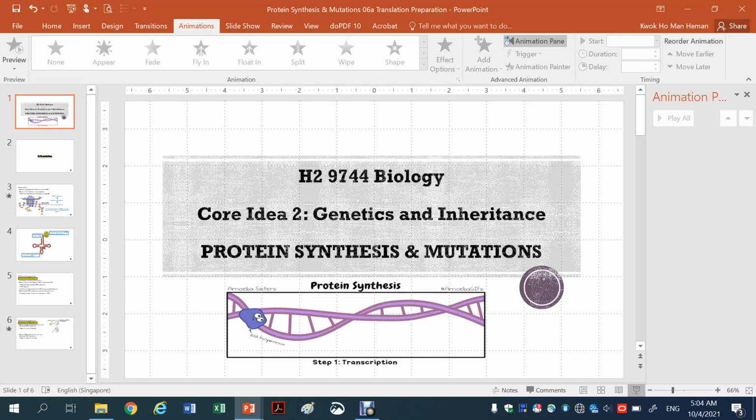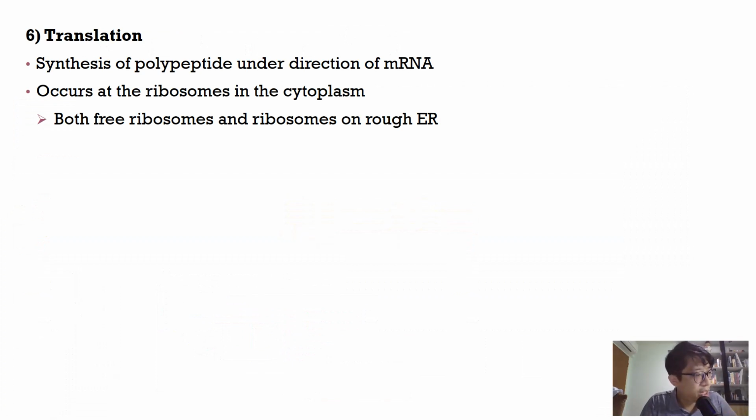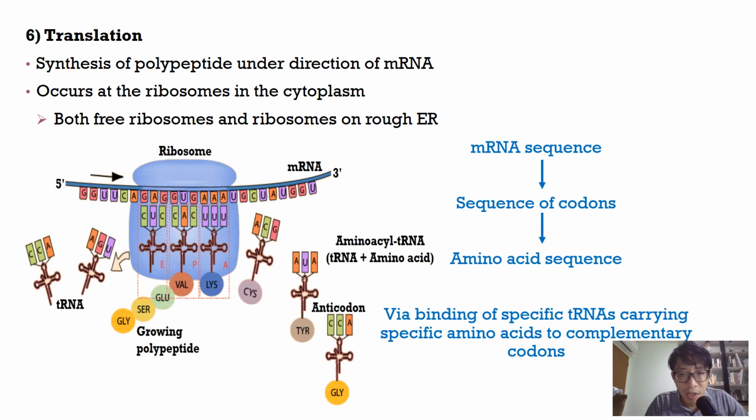Alright, we are going to look at the process of translation, which is the process in which the polypeptide is synthesized. The synthesis of the polypeptide is with the information stored in the mRNA. So in the free ribosomes, or the ribosomes bound on the rough ER if it is a eukaryote, the sequence of codons found on the mRNA would specify the sequence of amino acids, as covered in the genetic code last lesson.